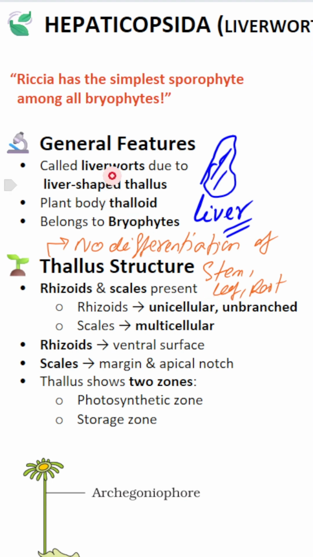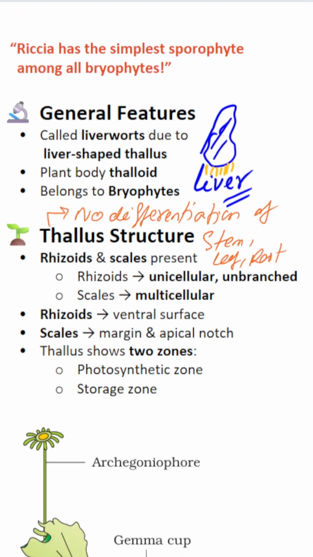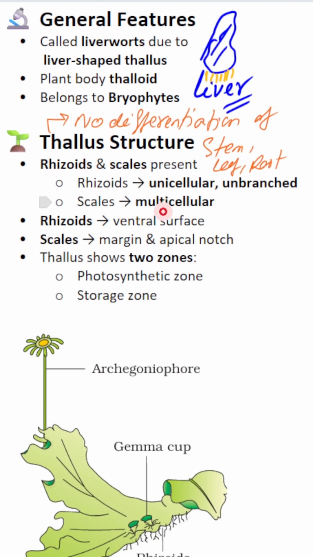So in the general characters, the body is a thallus. It is a liver-shaped structure. Got it? The plant body of this thallus is not differentiated into roots, but it contains small leaf-like structures and small root-like structures. These root-like structures are called rhizoids. Normally the rhizoids are unicellular and unbranched. This is very important. Got it? And the scales present are multicellular in structure.